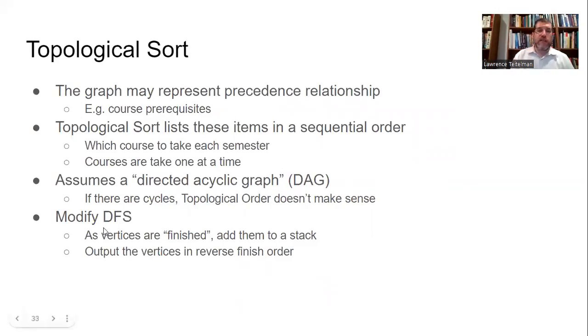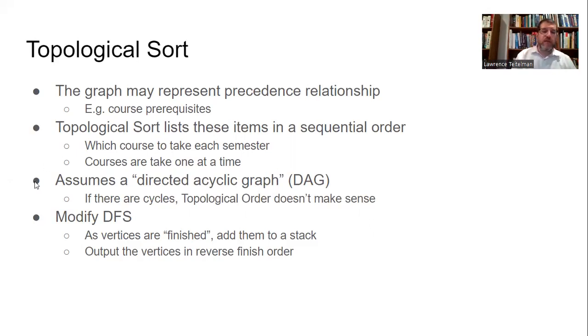It lists these items in sequential order. For example, what course do you take each semester? It assumes the graph is acyclic, because if it has a cycle, it doesn't make sense. Remember the example I just gave with 355 and 370, if they had changed that requirement.